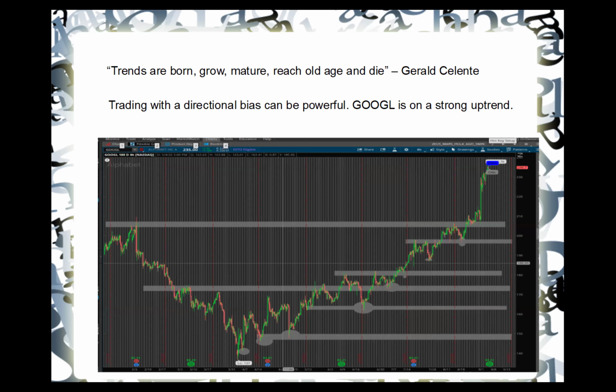Okay. There's a great quote from Gerald Celente. I don't know if you guys know him or not. He's the publisher of Trends Magazine. And he has a great quote that he mentions a lot. He said, trends are born, they grow, they mature, they reach old age, and then they die. So trading with directional bias can be powerful.